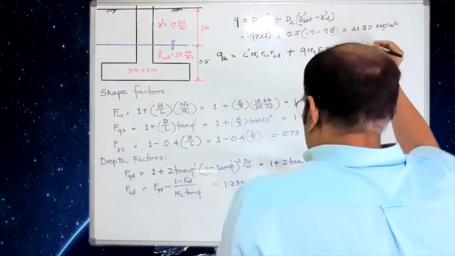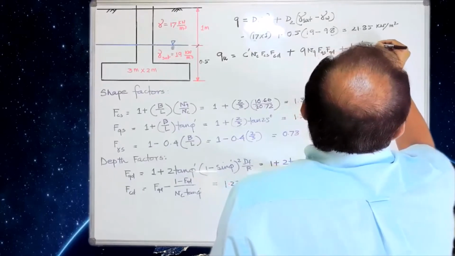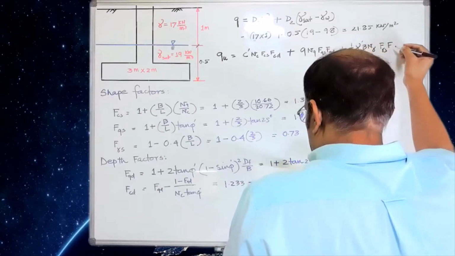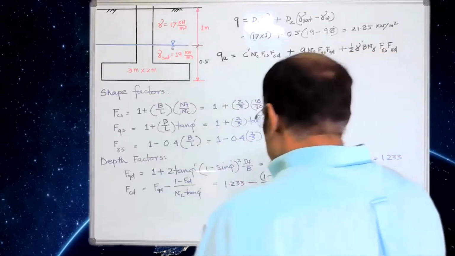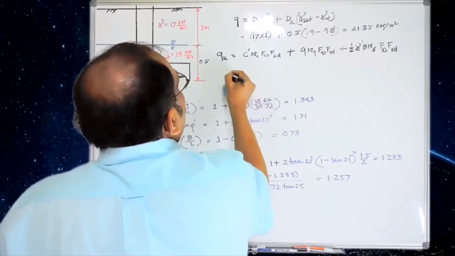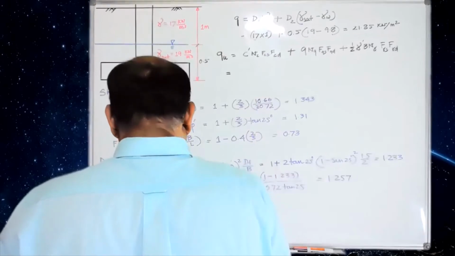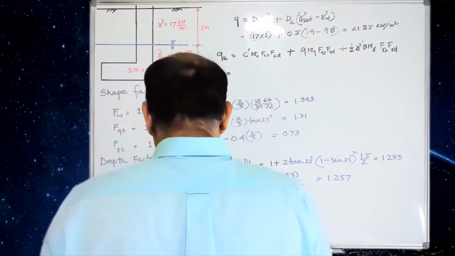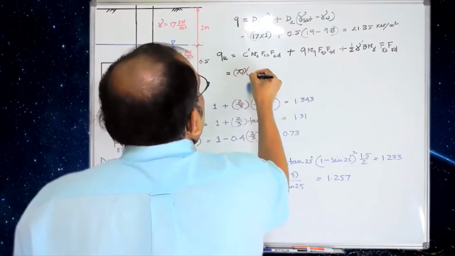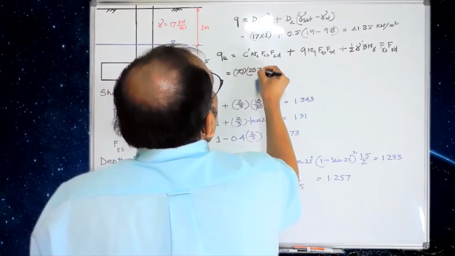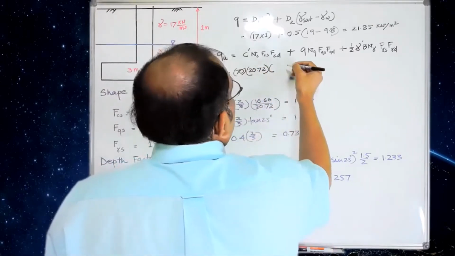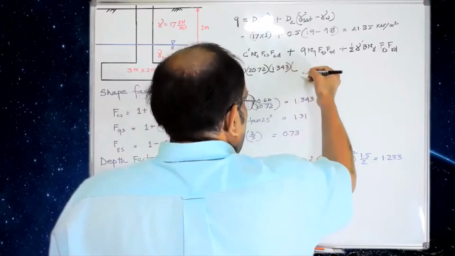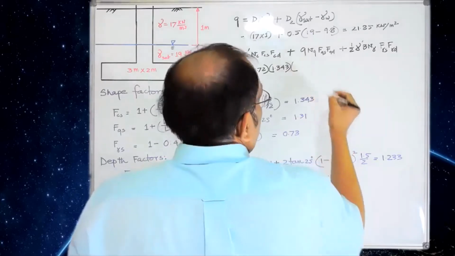And then B and gamma Fγs Fγd. Okay. So if I plug these values in, you can see this one would be 70 into 20.72 into Fcs, which is 1.343, into Fcd, which is actually 1.257.